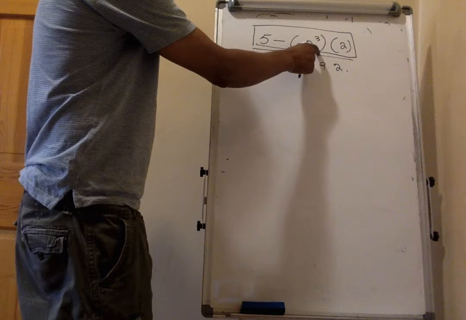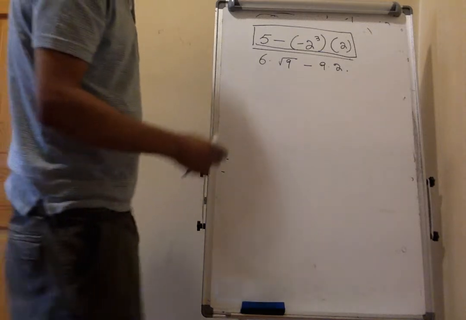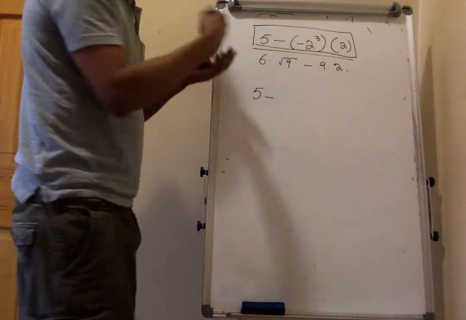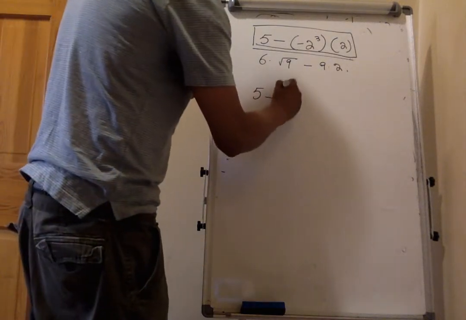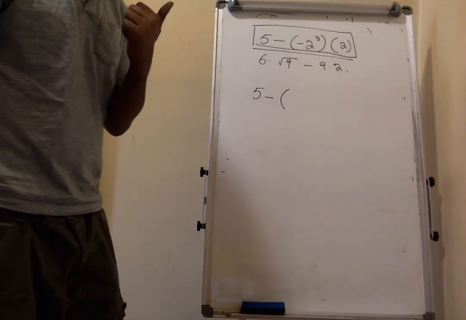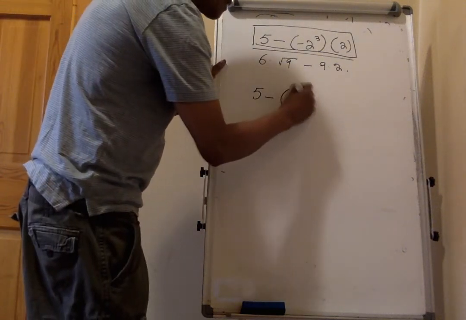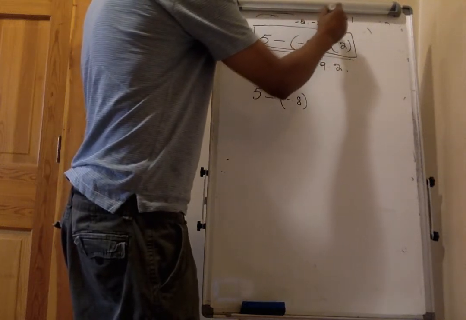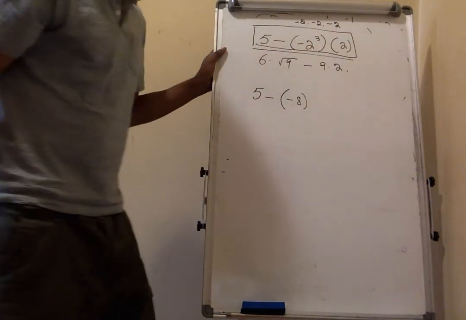You have a parenthesis, you have an exponent, you have multiplication, and you have subtraction. So I'm going to write 5 minus, well, the parenthesis is not that relevant right now because it has only one term. So minus, I'm going to put a parenthesis, minus 2 raised to the power of 3 is minus 2 times minus 2 times minus 2. And if you do that, you end up with minus 8. Okay? This means minus 2 times minus 2 times minus 2. Minus 2 times minus 2 is 4. 4 times minus 2 is minus 8.